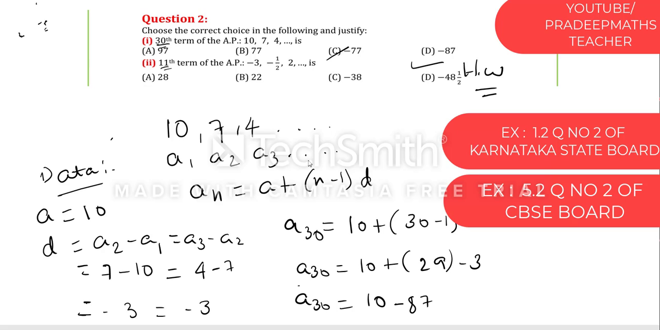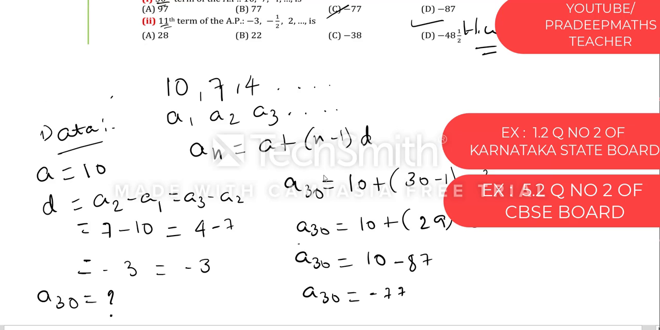In my last video I solved question number 2, in which I solved the first one. Now I'll solve the second one. The question is: the 11th term of the AP minus 3, minus 1 by 2, 2 is. There will be four options, and you need to find which option is right. Now how will you solve? Just like how you solved the first one.